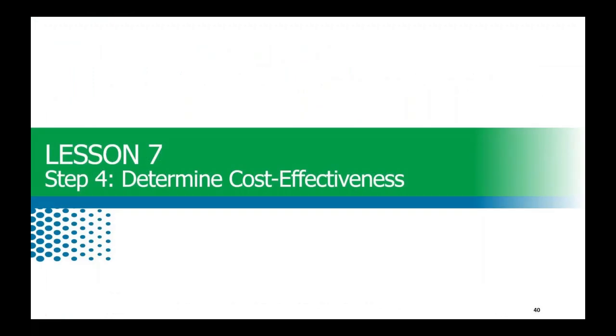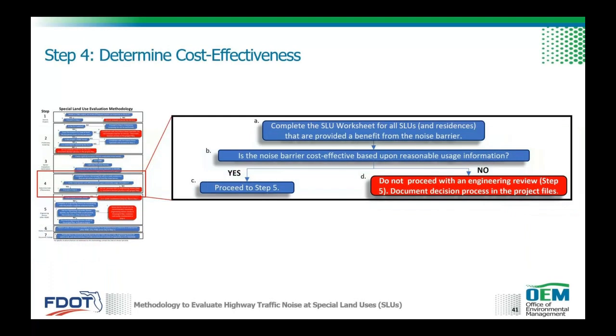Let's move on to step 4, determining the cost effectiveness. Step 4 is the process to determine cost effectiveness and reasonableness. Once it's determined that a noise barrier can provide an acoustic benefit to the special land use and meet the noise reduction design goal, the noise analyst should contact the special land use property owner to obtain the usage information in order to calculate cost effectiveness.